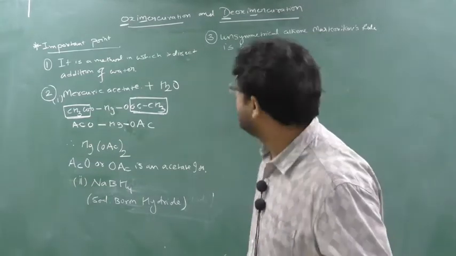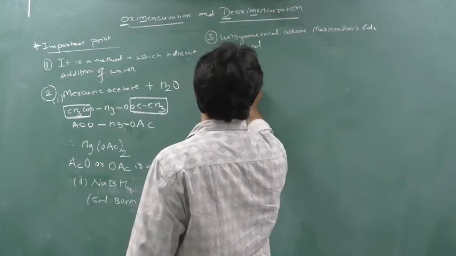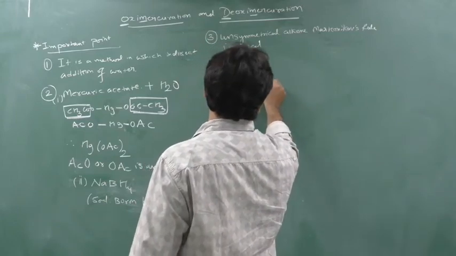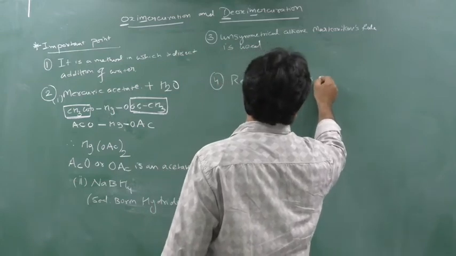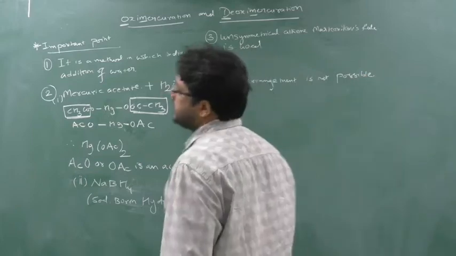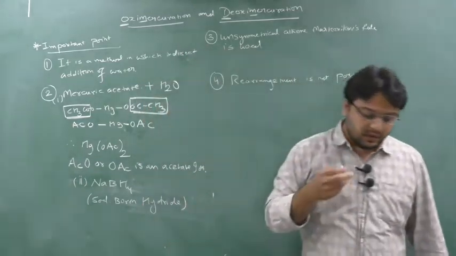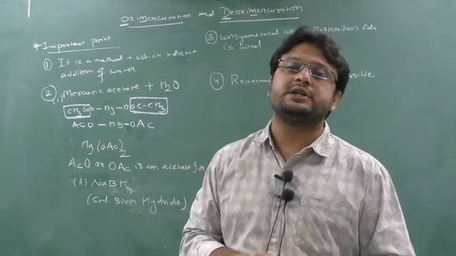Are you understanding? Okay. So the fourth point we will see here: rearrangement is not possible. Students, last class I forgot to tell you this, rearrangement is not possible. Please remember one thing: where there is a formation of a carbocation, at that place rearrangement is possible.